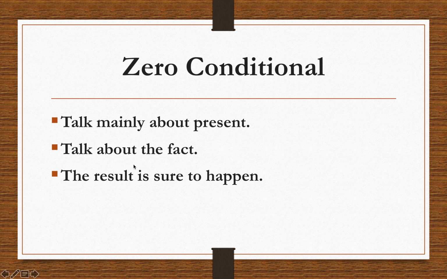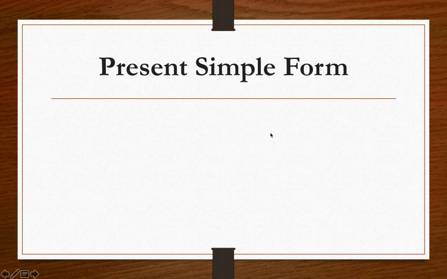For example, you're telling a story to your friends or your brother or sister, and your brother or sister knows that story, and everyone knows about that story. So that is called a fact. And the result is sure to happen. It means that what you are talking about is really true. So this is the usage of zero conditional.